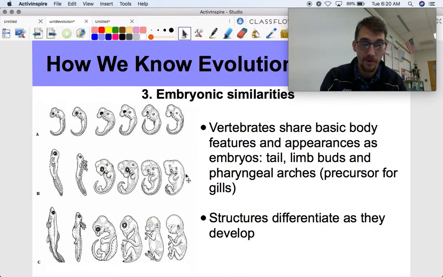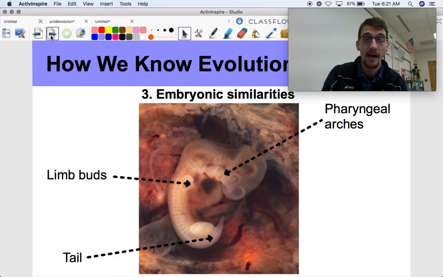Okay, but then as we go further on in development, you can see the major differences in the species of organisms here. But they all start in this same exact pattern. And if I just showed you A, you wouldn't probably be able to tell which one's, say, a fish and which one's a human, or which one's a turtle and which one's a chicken, so on and so forth. So embryonic similarities is a pretty telling form of evidence for evolution here.